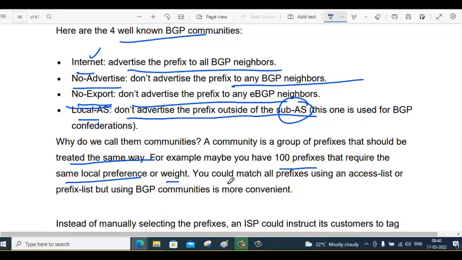If you have 100 prefixes that need the same local preference, you should match all the prefixes using an access list or a prefix list. But using community is more convenient than writing access lists and prefix lists. That is why we use community. You can also do it through access lists and prefix lists, but the best way is using community. In BGP you have this flexibility of using community.